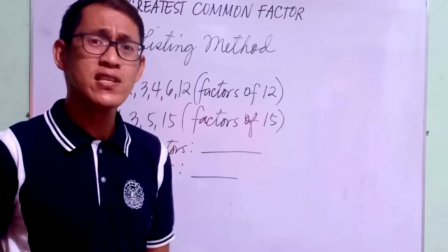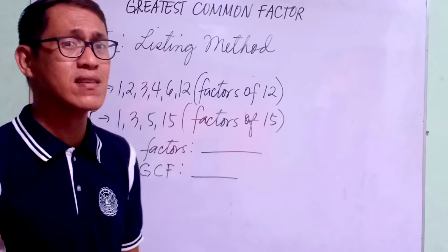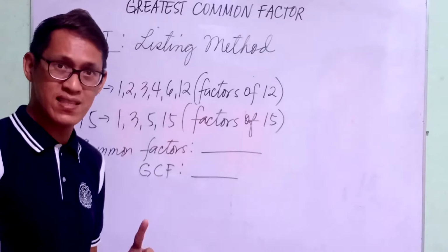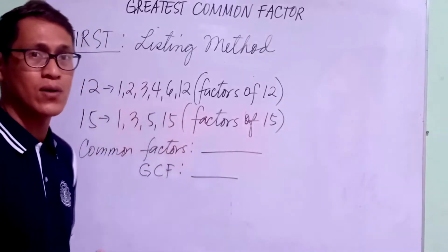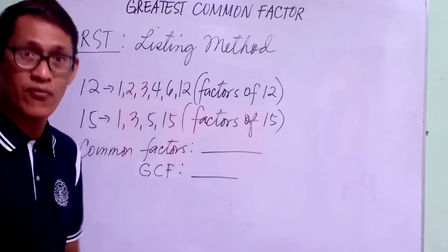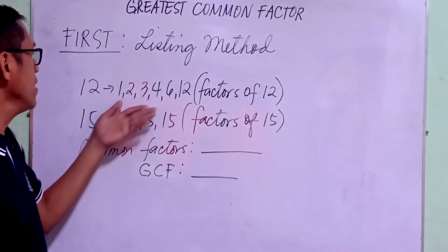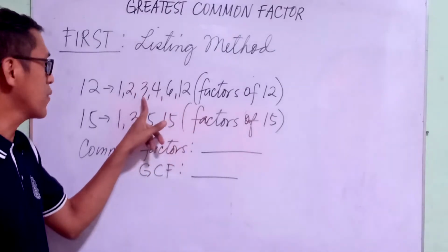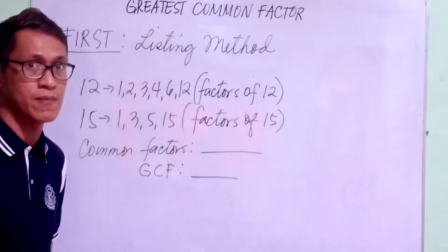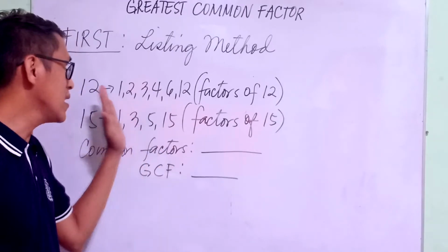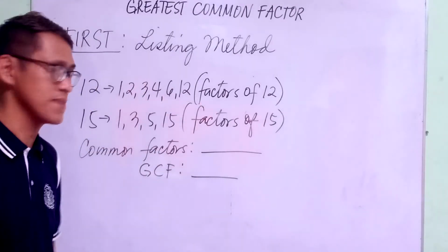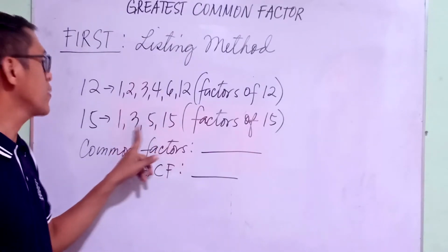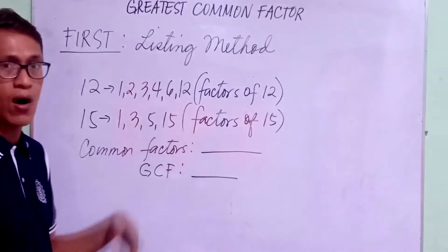Now let's have the first way how to get the GCF, or greatest common factor. That is the listing method. From the word list, you simply list down all the factors of each number. Like here, the factors of 12: we have 1 times 12, 2 times 6, 3 times 4. Those are the factors of 12. You have to list the factors from least to greatest. What about for 15? The factors of 15 are 1 times 15, 3 times 5. So these are the factors of 15.